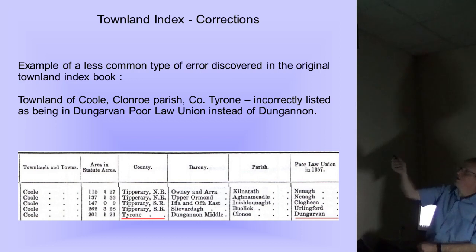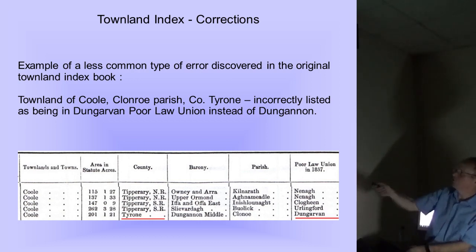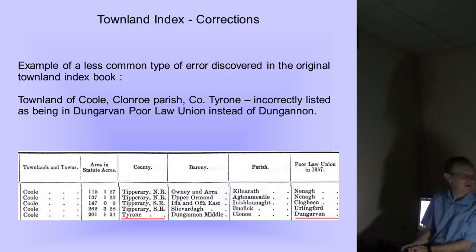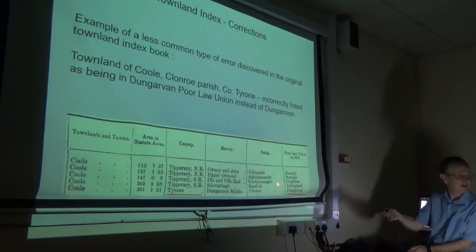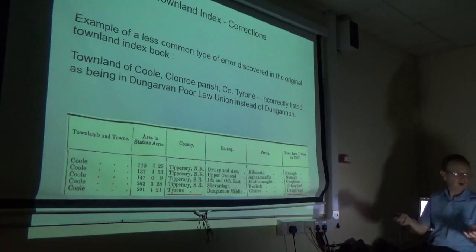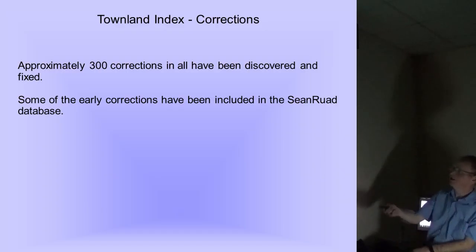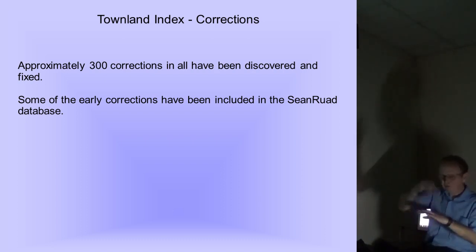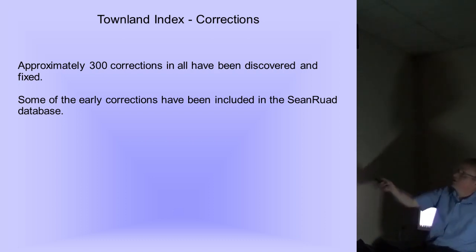There's another kind of error that's much less common. That's Townland Cool in Tyrone, Dungannon Middle, Dungarvan. That's in the original book, instead of Dungannon. So there were mistakes made in the original book as well. Anyway, all these are fixed. About 300 corrections in all. Some of them were in batches, so the number's a bit awkward to figure out.